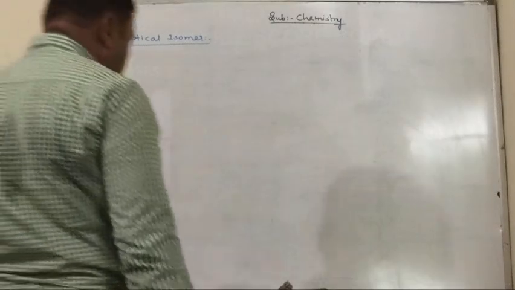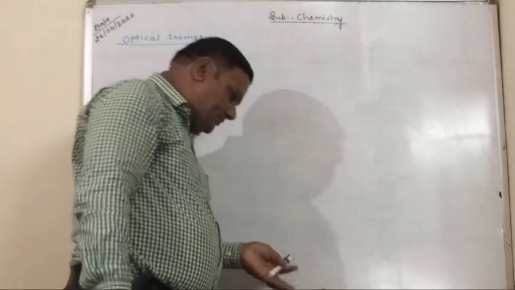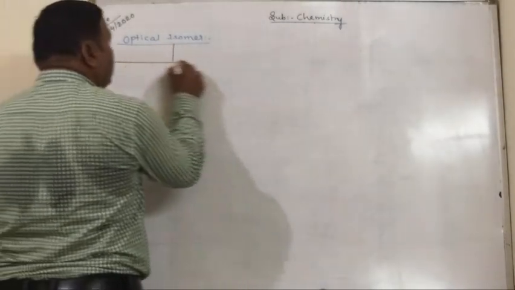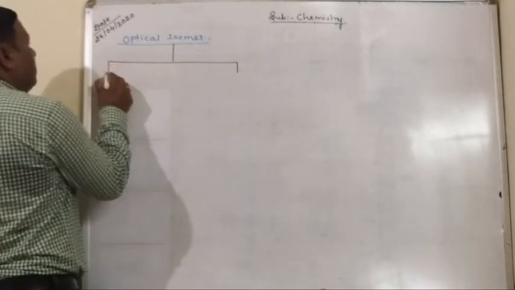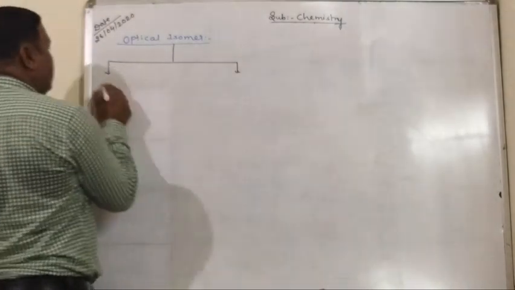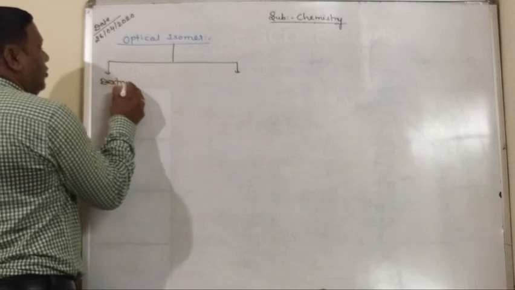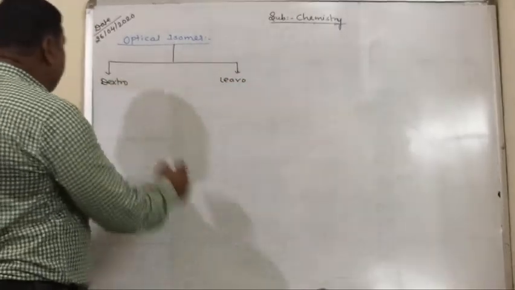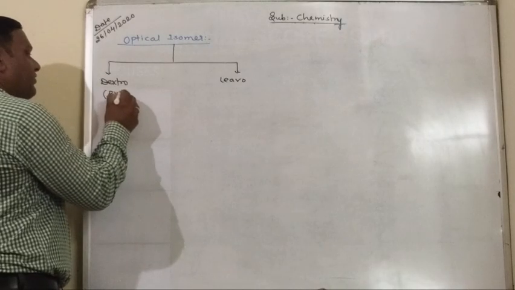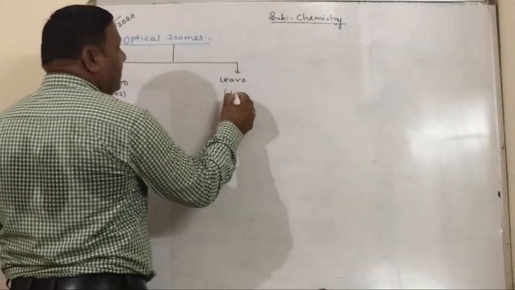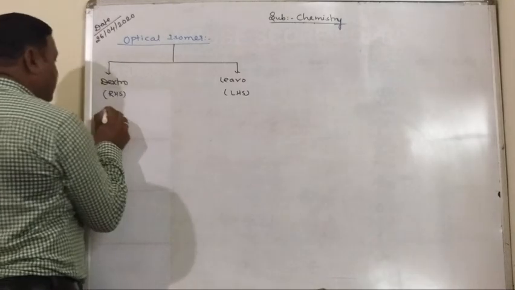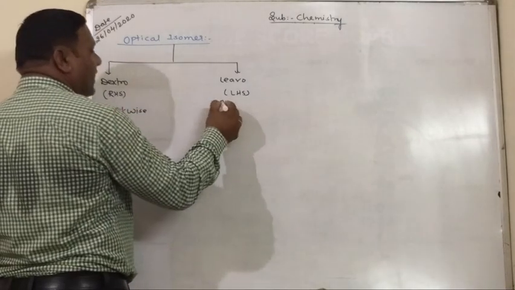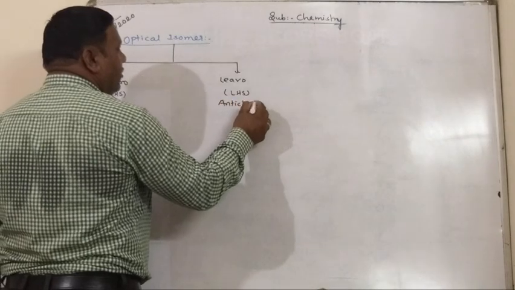Okay, now next is optical isomer. You know these optical isomers are of two types. One is dextro and another one is levo. Just we say that dextro means right hand side, levo means left hand side. This is clockwise and this one is anti-clockwise.